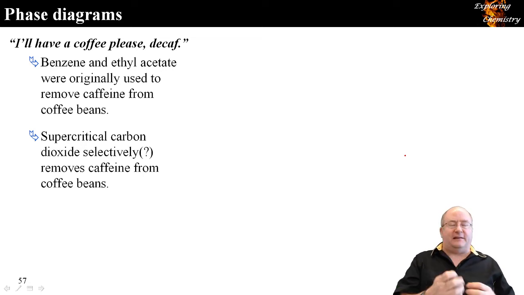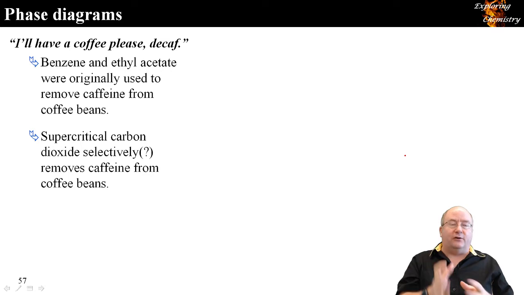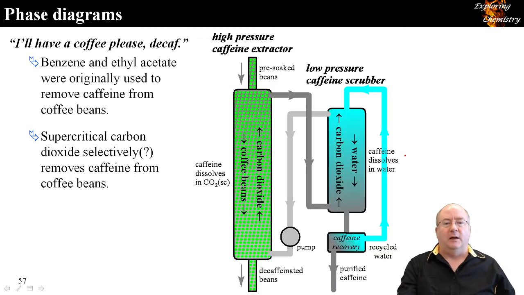Unfortunately, benzene, ethyl acetate, and whatever else they were using ended up removing more than just caffeine, and so what was left, ground and turned into coffee, did not taste like regular coffee. So decaf coffee got a really bad reputation because of that. Subsequently, there have been a number of different processes developed. The one I want to talk about is the selective removal of caffeine by supercritical carbon dioxide.